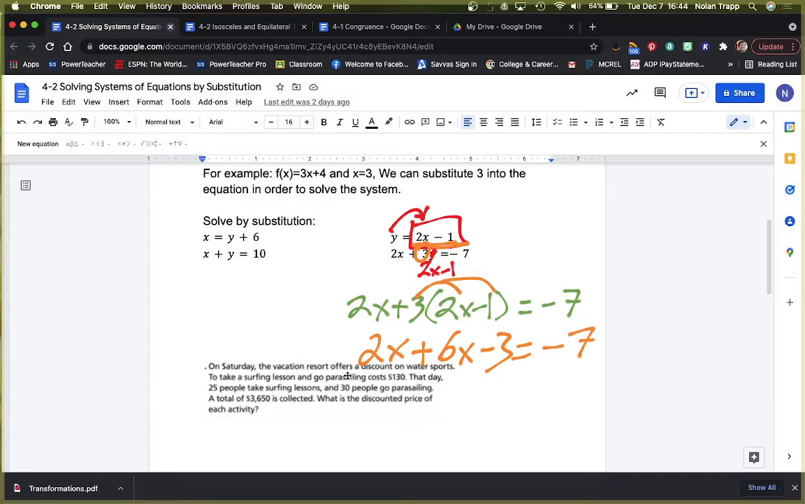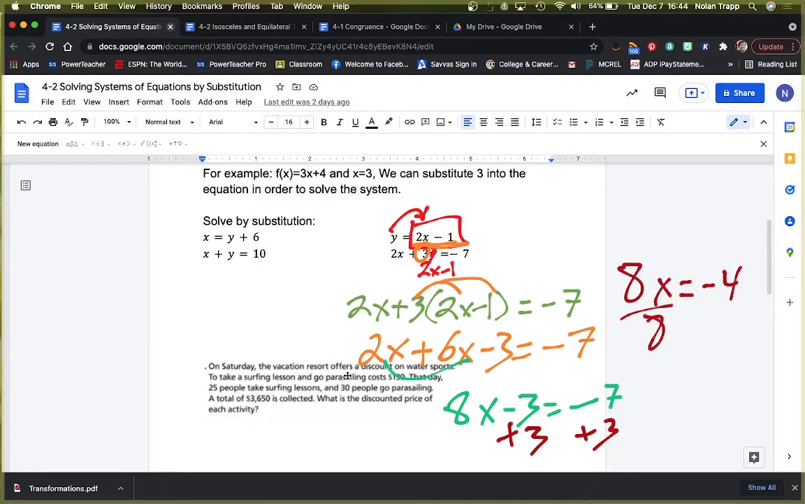Now we start doing our usual stuff, combine like terms. I get 8x minus 3 equals negative 7. Add 3, find out that 8x equals negative 4, divide by 8, x equals negative 1/2. So I'm going to take that negative 1/2, and I'm going to put it right back in that box, just like we did before.